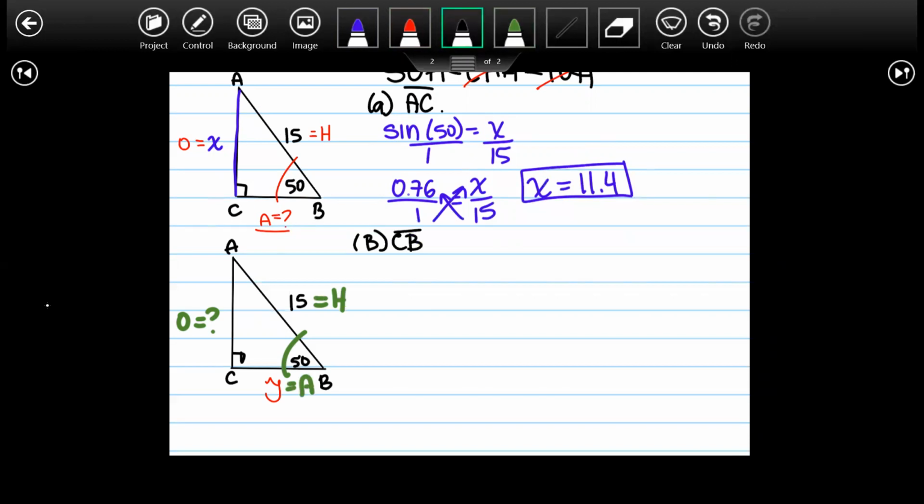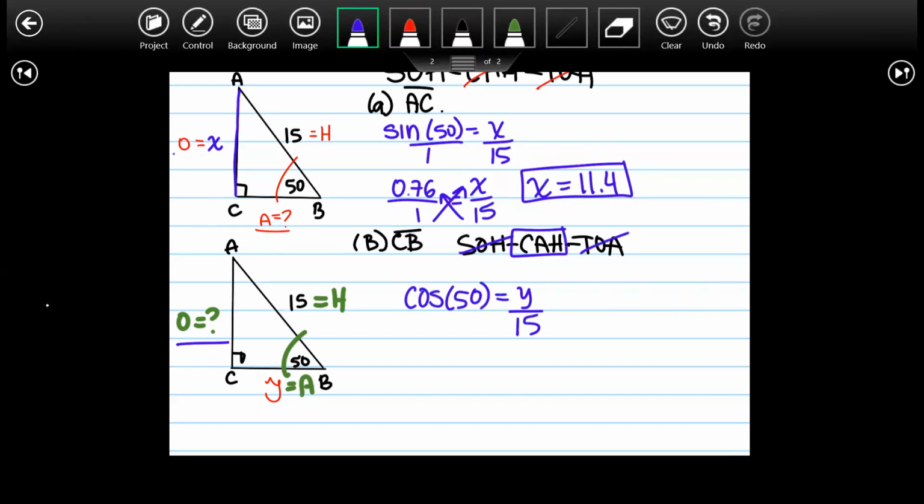So using Sohcahtoa again, in the context of the problem, what are we going to eliminate? Everything with an O. So Toa and So get away, leaving us with cosine. So cosine of our angle of 50 will be equal to our adjacent, which is Y over 15.